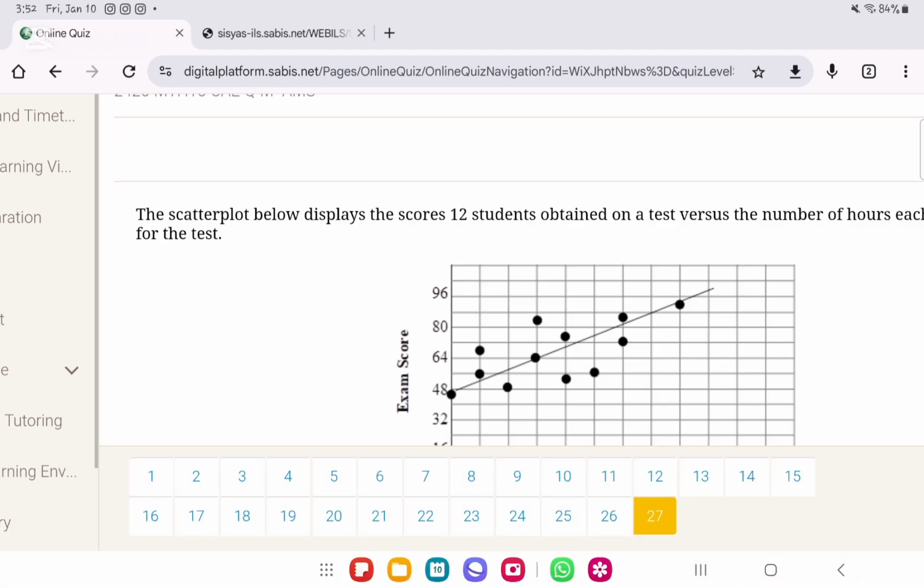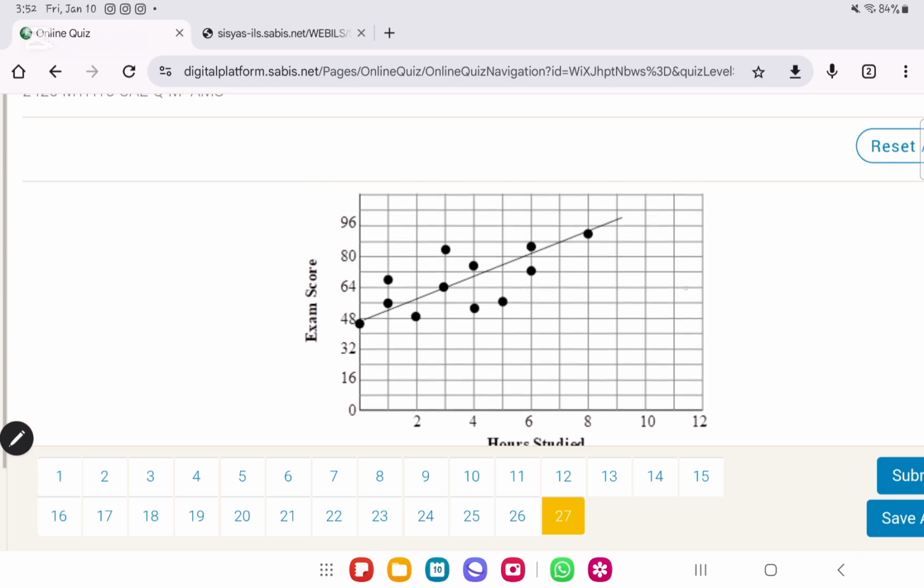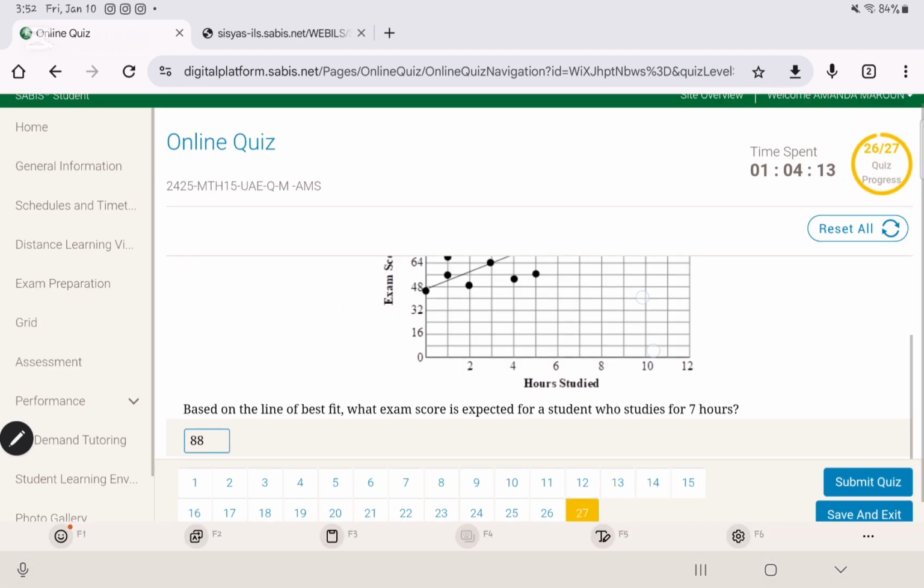Moving on to question number 27. They told us, based on the line of best fit, what exam score is expected for a student who studies for 7 hours? Now remember, this is skipped by 8, so 8, 16, 24, 32, 40, 48, then 56, 64, then 72, then 80, then 88. They told us at 7 hours, he's expected to score an 88. So very simply, our answer over here is 88.